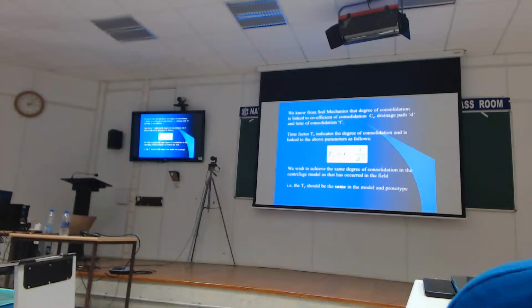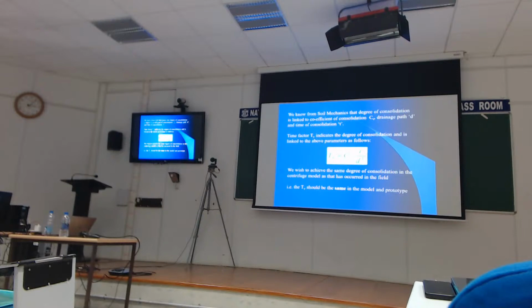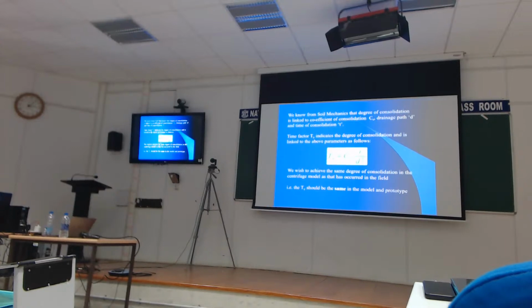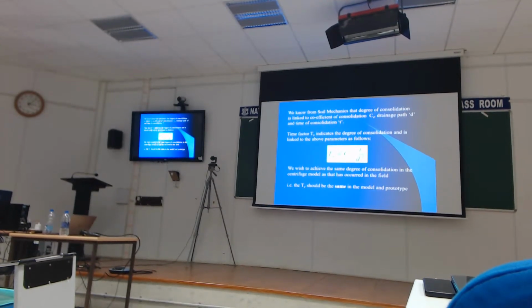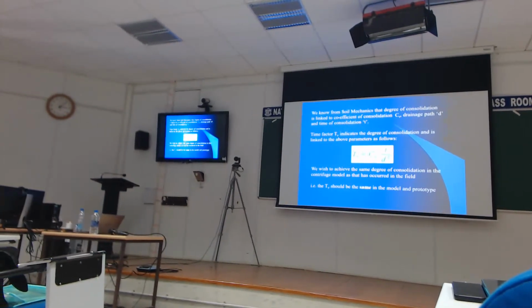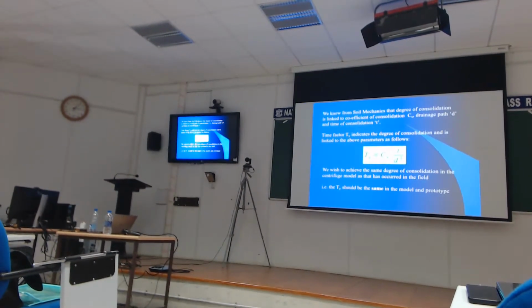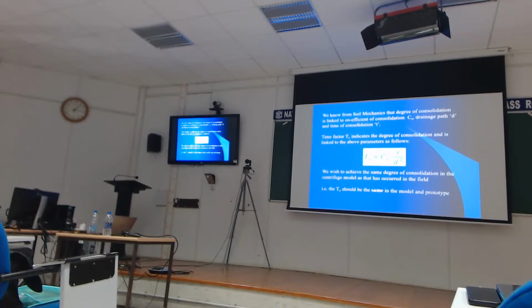We know from our basic soil mechanics that what controls consolidation is the time factor, Tv. This depends on your coefficient of consolidation, which is known for the given soil, and the time for achieving that particular degree of consolidation, and D is your drainage path. Right? We all know that. And typically what you should aim for is the same degree of consolidation in your centrifuge model as you have in the field, because you're trying to create the same soil model, right?